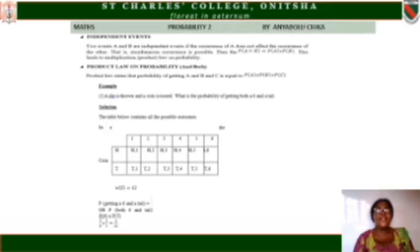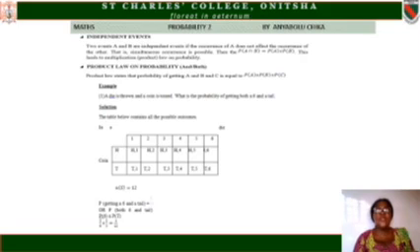Independent events. Two events A and B are independent events if the occurrence of A does not affect the occurrence of B. That is, simultaneous occurrence is possible. Then the probability of A intersection B is equal to the probability of A times the probability of B.